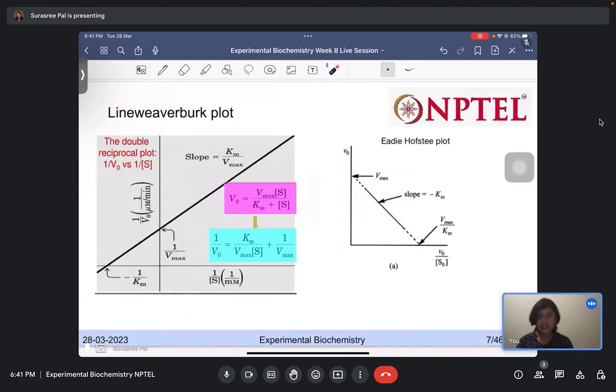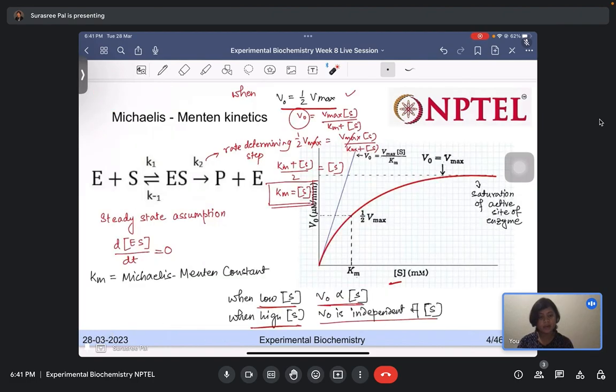Now we have talked about this Michaelis Menten curve, Michaelis Menten graph, how it looks like. It looks like a hyperbola when we plot the substrate concentration with the initial velocity V0. From a hyperbolic curve, it is difficult to get certain values like the slope. If we can linearize the curve, it becomes easier for us to determine certain values and also extrapolate the curve, because a hyperbolic curve cannot be extrapolated.